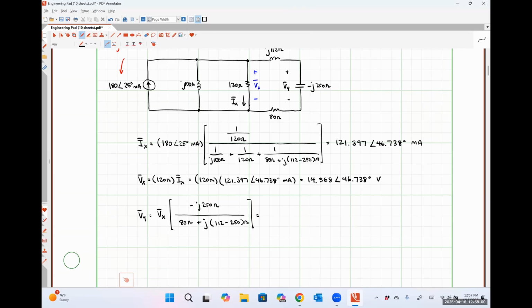I wound up getting 22.832 with an angle of 16.637 degrees volts.